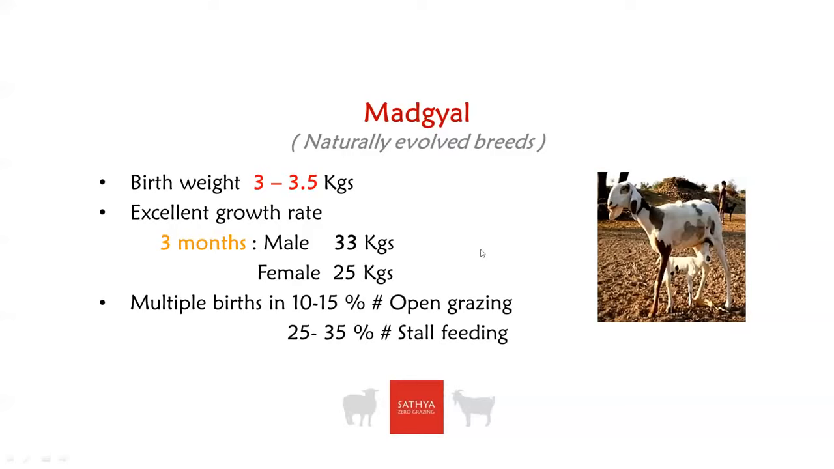Excellent growth is recorded in this breed. At 3 months of age, a male may gain 33 kgs of weight and a female may weigh 25 kgs. Remember one important point, that average daily gain and performance of the animal mainly depend on nutrition. Though it has genetic potential, unless it gets proper nutrition, it will not gain proper weight. In open grazing, twins have been recorded in 10 to 15% of the flock. In stall feeding, where they get balanced nutrition, the twinning percentage is high compared to the open grazing system.